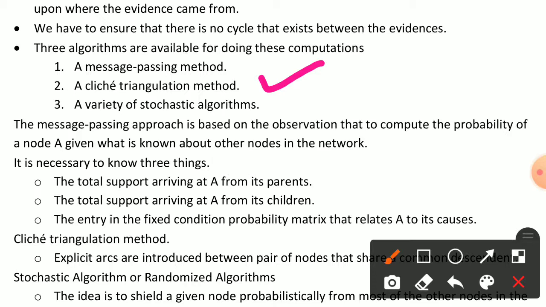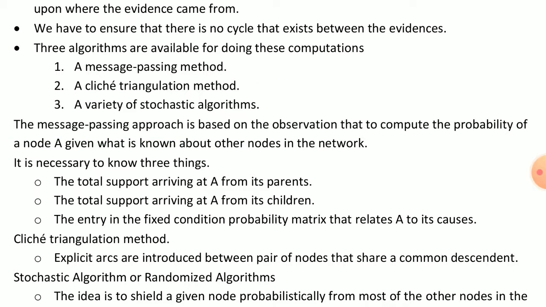Now we can start with the first, the message passing method. So the message passing approach is based on the observation that to compute the probability of a node A given what is known about other nodes in the network. We can take one node capital A, and then we can find out the other nodes which are connected with this node, and then we can find out the probability, okay, in the network.